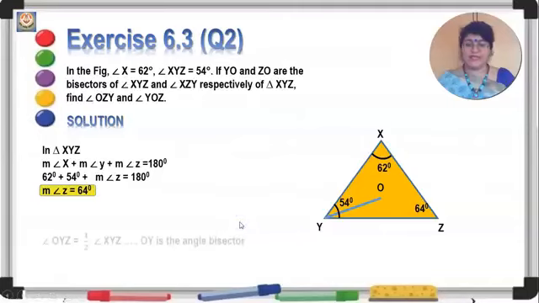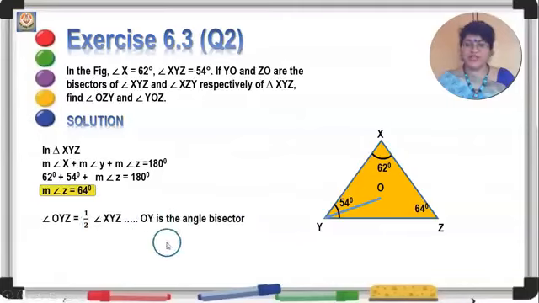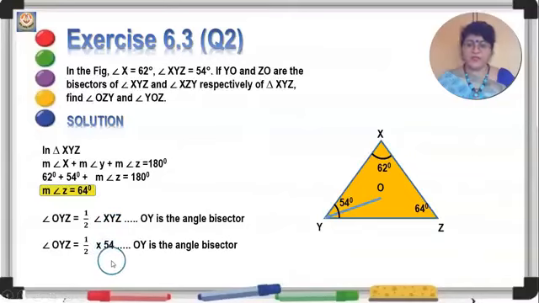So with that, this is the solution. You have to mention this. OYZ is half of angle XYZ because OY is the angle bisector. Now you substitute it. You already know the value of XYZ as 54. When you solve it, what do you get? The measure of OYZ equal to 27. So students, if this angle is 27 degree, the measure of this angle will also be 27. Okay. Now let us continue.